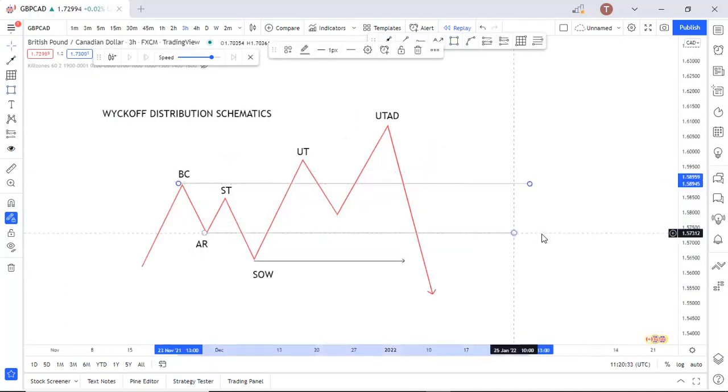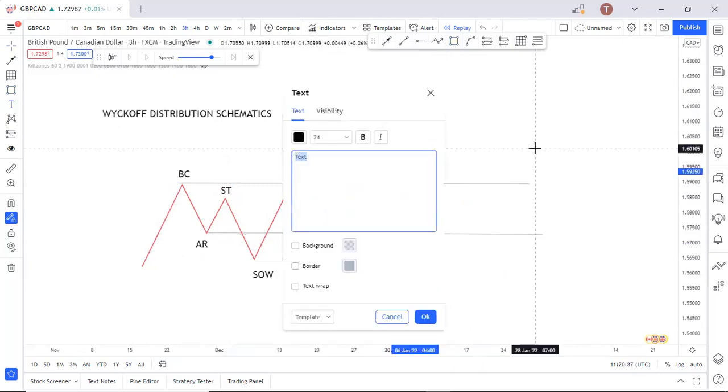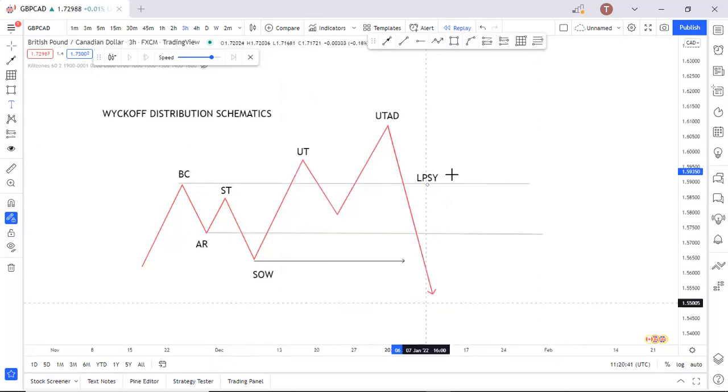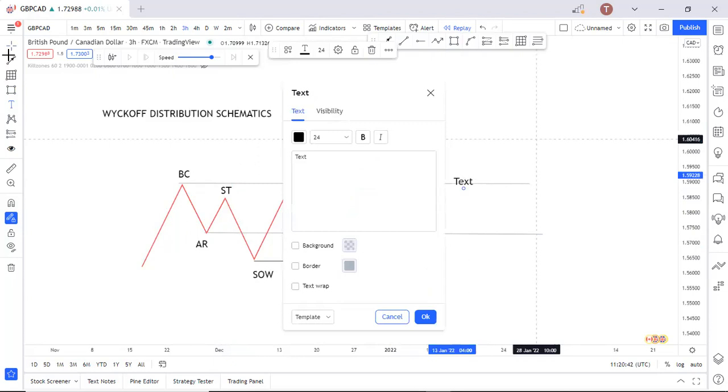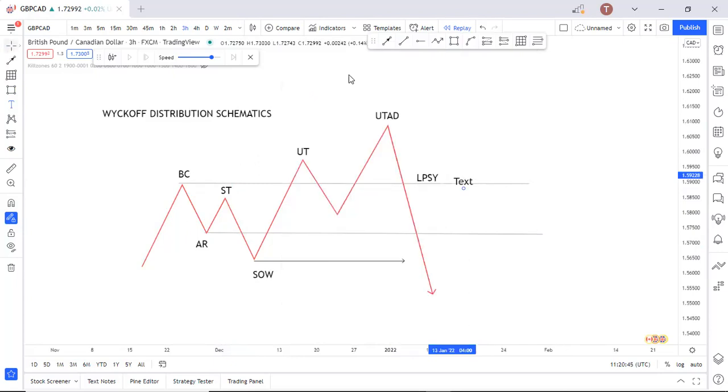So once we have our UTAD breaking below the sign of weakness, then we start to look for our last point of supply, which is called LPSY. LPSY, that is the last point of supply. This last point of supply is found in the range between the buying climax and the automatic rally. That is in this range. Find the last point of supply.